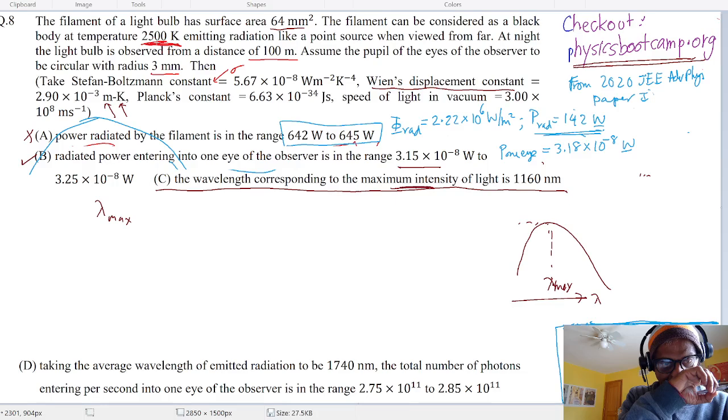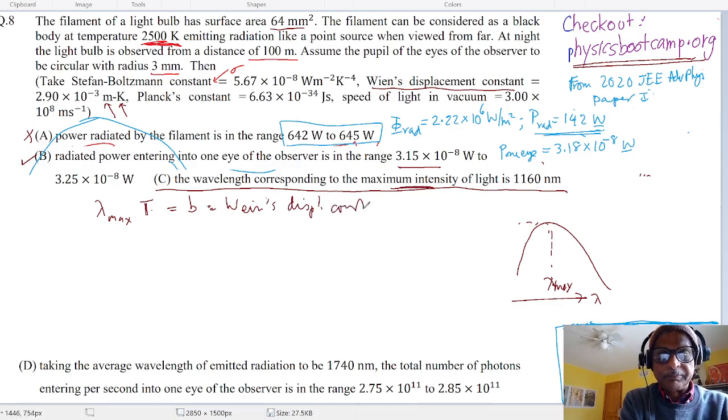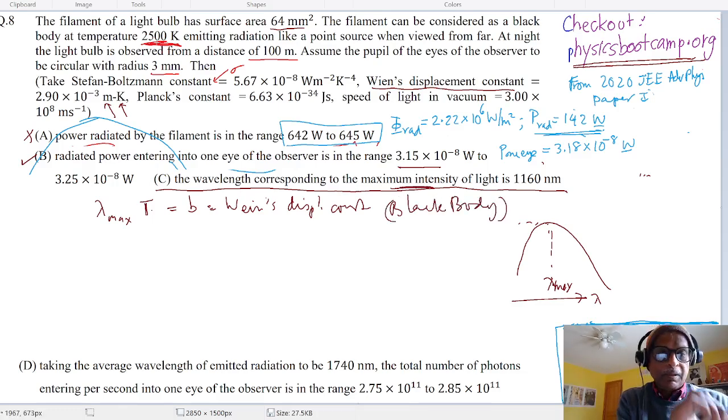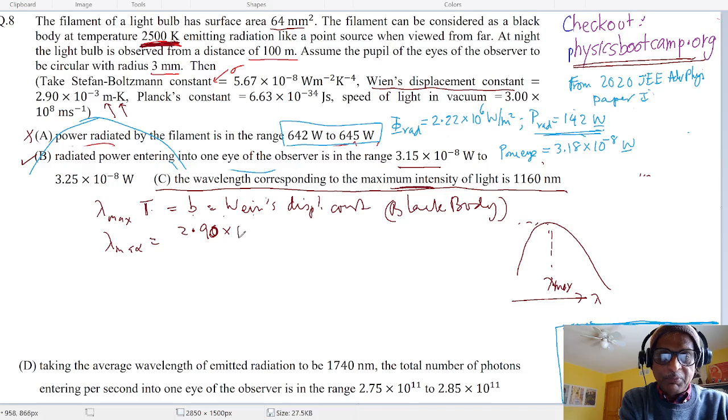And this lambda max times temperature is actually a constant, and that's the Wien displacement constant for a black body. The question is about that lambda for this temperature, and it's going to be this many nanometers. So let's figure out if it's really true. B is already given. Interesting that they give you this, but you're supposed to kind of memorize this.